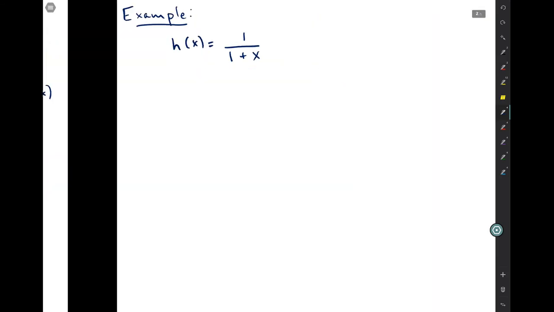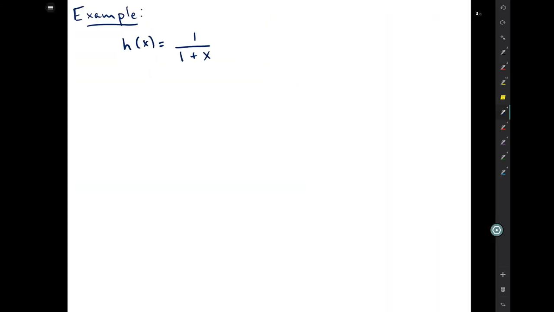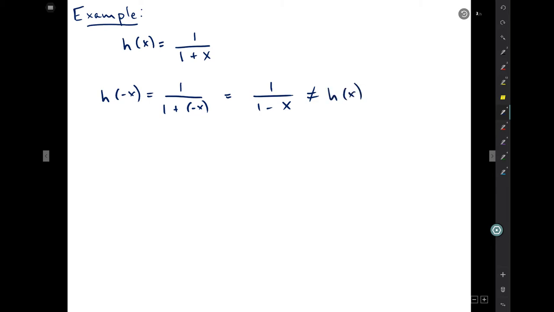Let's see another example. So if I look at h of x equals 1 over 1 plus x, and again I want to determine whether this is even or odd, I plug in minus x. So everywhere that I see an x here, I plug in negative x, and so this simplifies to 1 over 1 minus x. And we can immediately see that this is not equal to our original function, so it's not even.